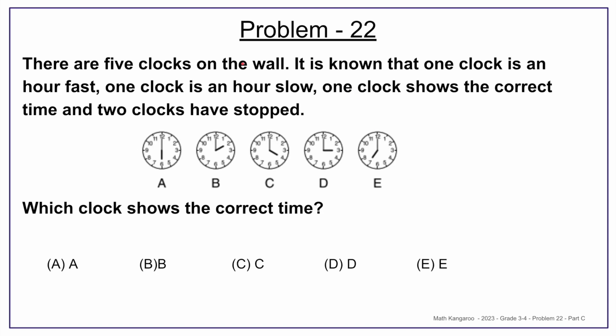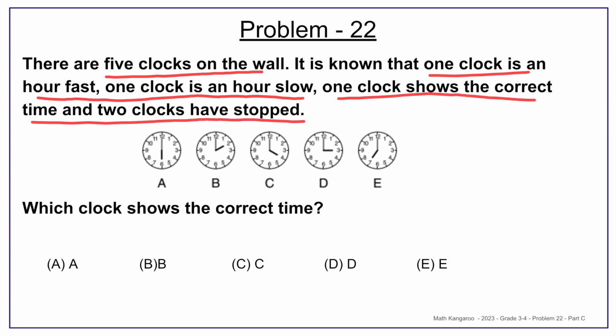Problem 22. There are 5 clocks on the wall. It is known that one clock is an hour fast, one clock is an hour slow, one clock shows the correct time, and 2 clocks have stopped. And these are our clocks. Which clock shows the correct time? These are our options. So here we have 3 conditions of the clock. One clock is an hour fast, one clock is an hour slow. One clock shows the correct time and 2 clocks have stopped.